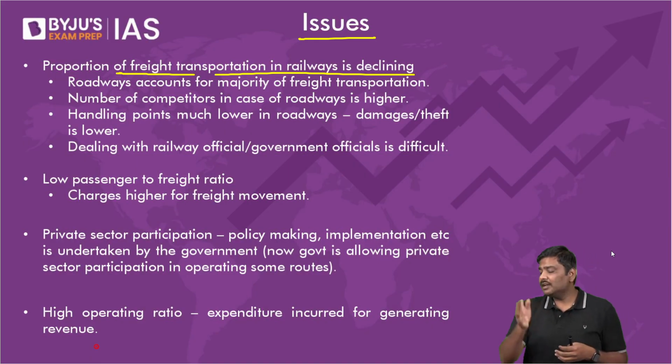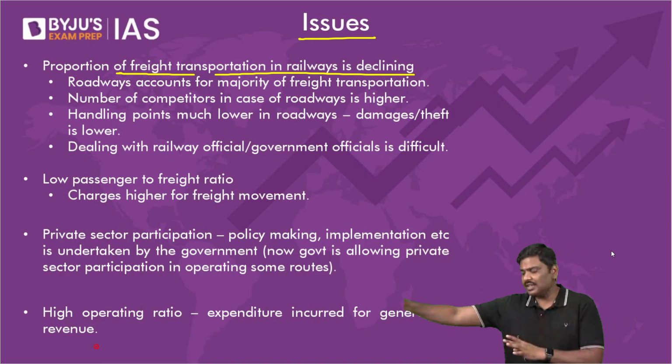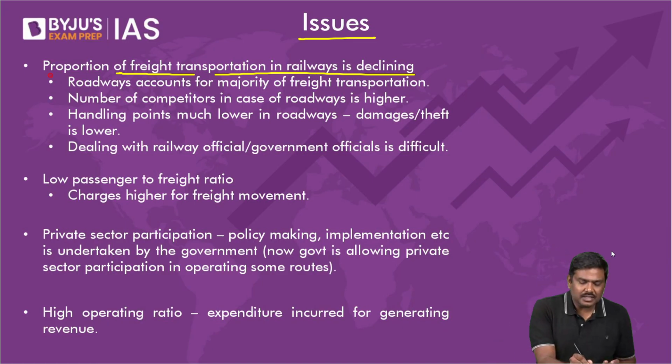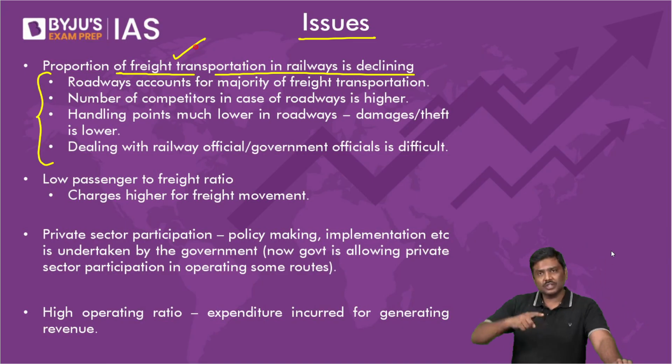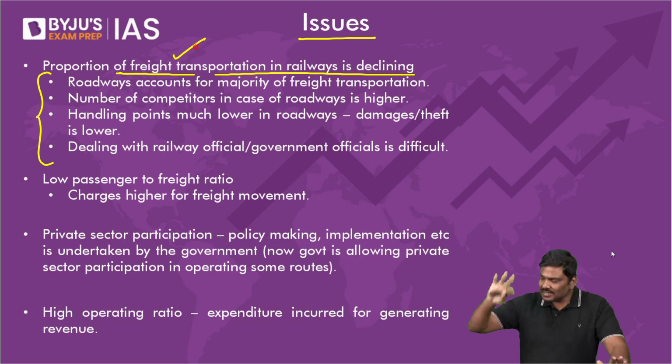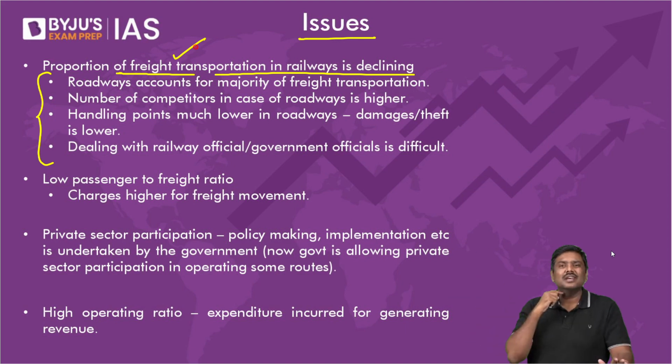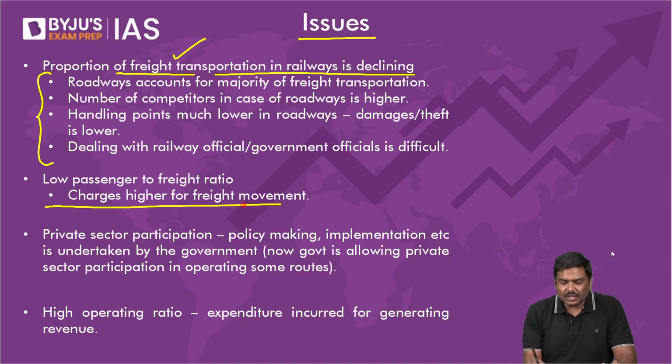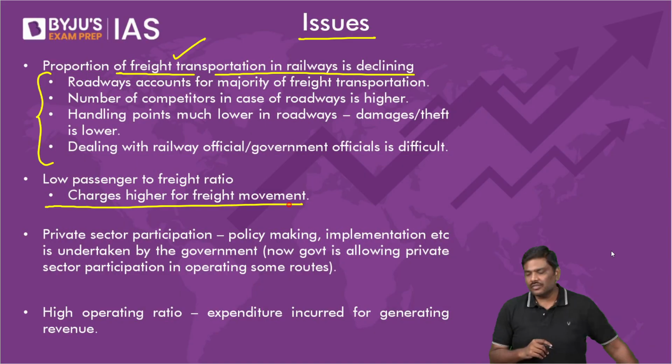On the other side, private sector, it is very easy. These are some of the reasons why transportation through roadways has caught on, has increased compared to transportation using railways. And as a result of this, right, revenue generation capacity of the railways also has been hit. Second, passenger to freight ratio is also very lower in case of India.